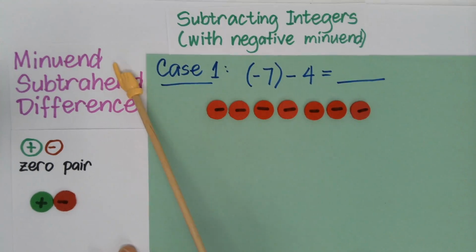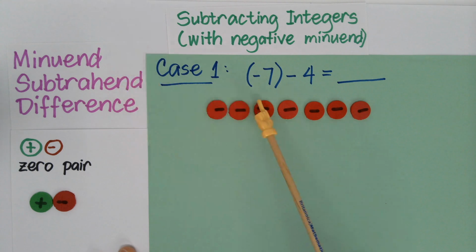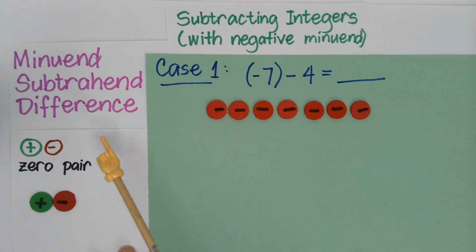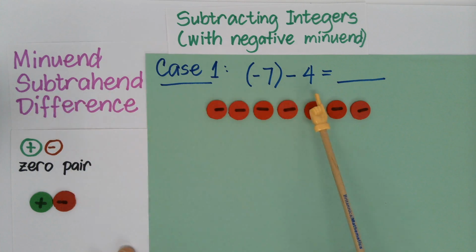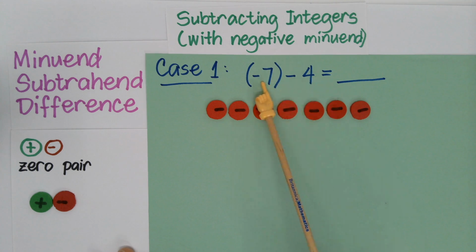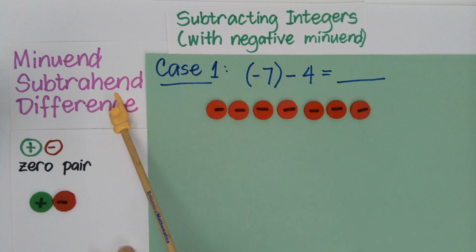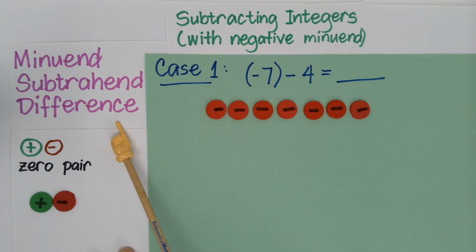We have the minuend, which is the first number in the subtraction sentence. So if you have negative 7 minus 4, negative 7 is our minuend. That's the first number. The second number is what we call the subtrahend. So in this case, it is 4. And the answer to the subtraction problem is what we call the difference.